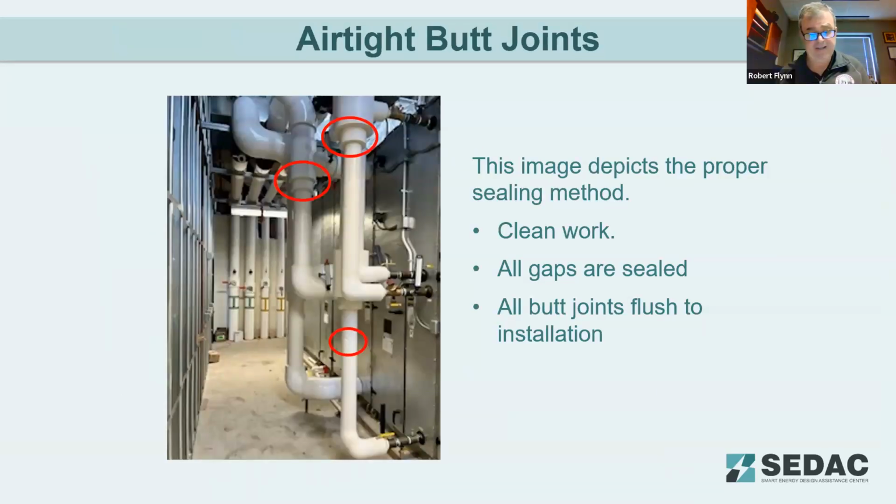And this is a picture depicting a proper sealed method. Clean work, all gaps are sealed, all butt joints flush to the insulation. The street word for that is that the reducers in the insulation are painted tightly. It's not paint; it's an actual weather sealer that's put on there. The street word there is, did you paint your end cap or your ends? And it's not; it's actual sealer. But very nice job here that you would see.